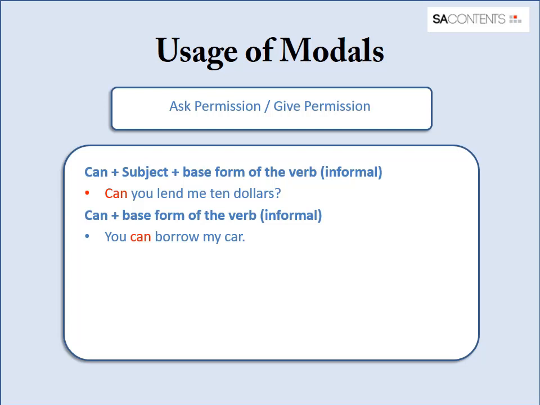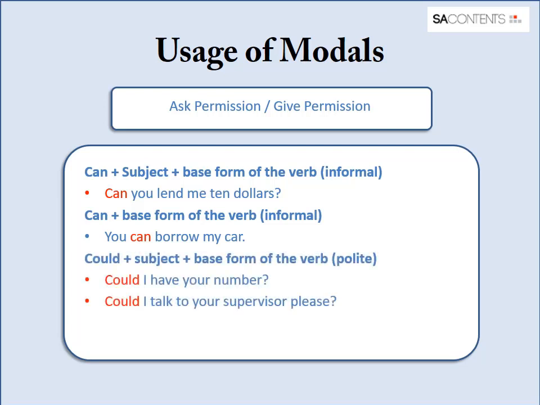Now let's take another structure. Could plus subject plus base form of the verb. This structure is used commonly for being polite. Could I have your number? Could I talk to your supervisor, please? These are all polite statements.